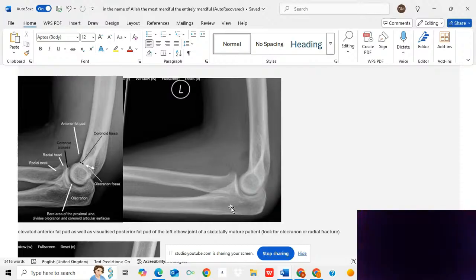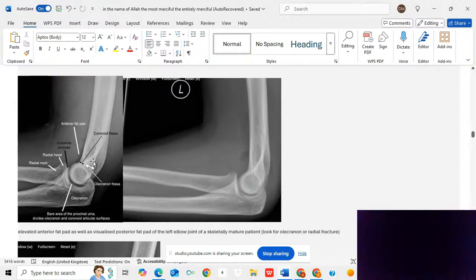So let's start this 2 minutes video that will help you a lot in spotting elbow fractures in a child elbow vs in an adult elbow. Okay, so this is a normal adult elbow. You need to know that the anterior fat pad should be seen like this in an adult elbow, and the posterior fat pad shouldn't be visualized.